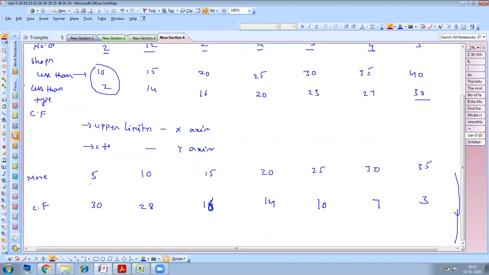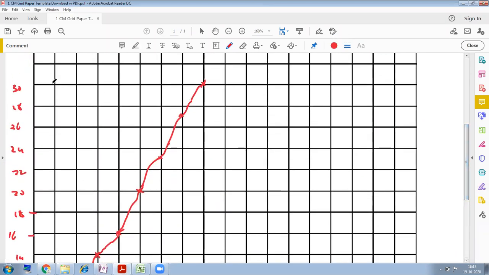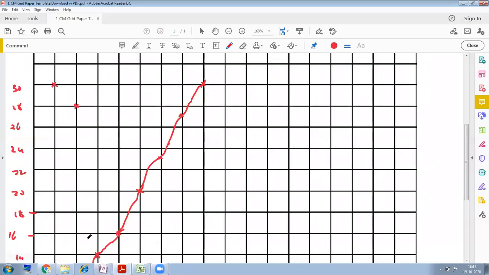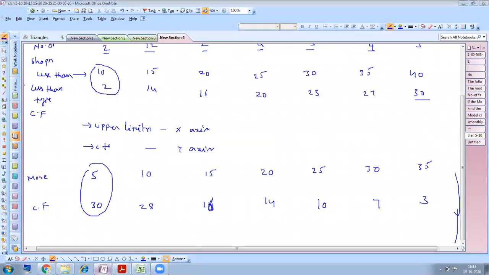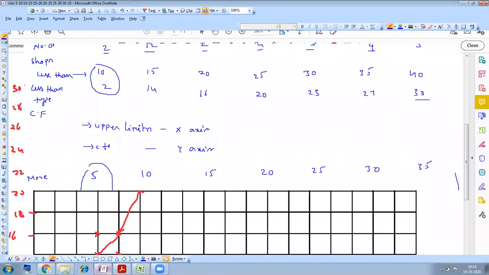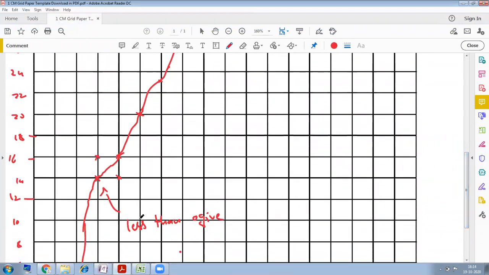If I am taking the graph, 5 comma 30, I will get another graph. If you draw in the same graph, 5 comma 30: 5 is here, 30 is in the topmost. And 10 comma 28. 15 comma 16, 16 is here. 20 comma 14. 25 comma 10. So the graph will come like this.